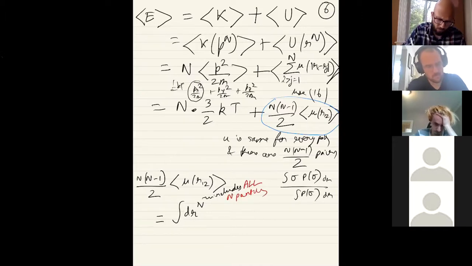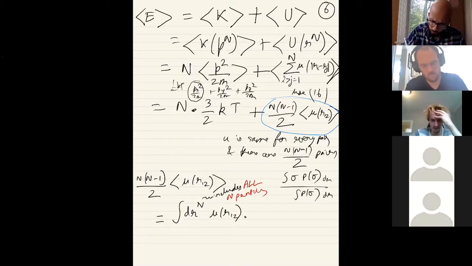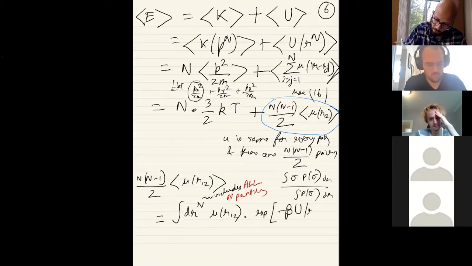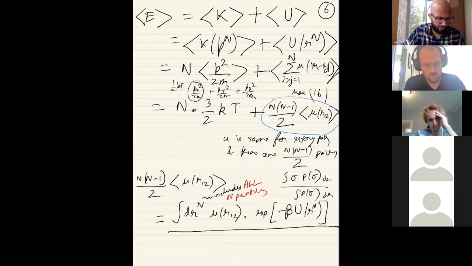What is the observable over here? The observable is our small potential energy u of r12. What is the probability of observing such a configuration? That is the Boltzmann probability, exp of minus beta capital U of Rn. And now we have to normalize it. How do we normalize it?